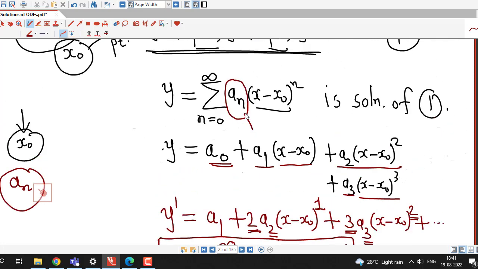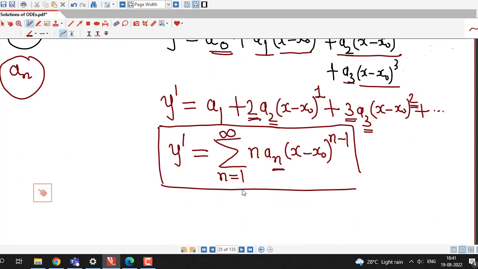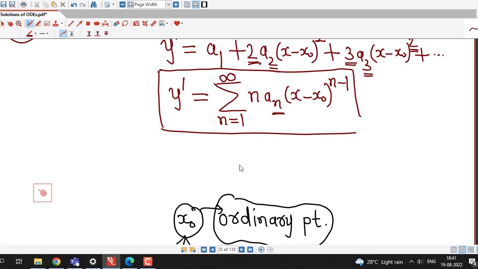So we can write directly also from this term. If we differentiate this quantity, then I have a constant, and derivative of x minus x0 raised to n is n times x minus x0 raised to n minus 1. But instead of n equal to 0, summation will start from n equal to 1 to infinity. So this is y dash, and we will require y double dash also.